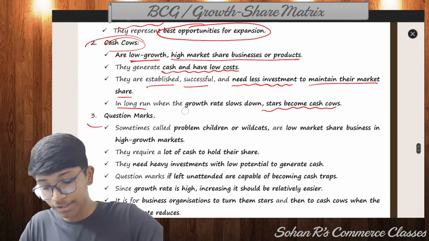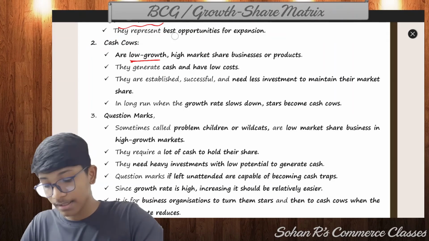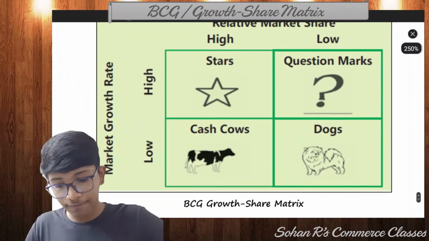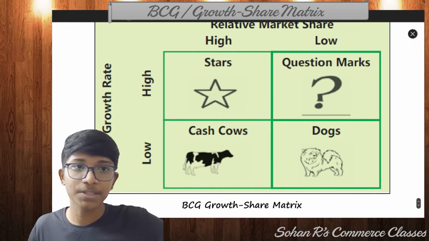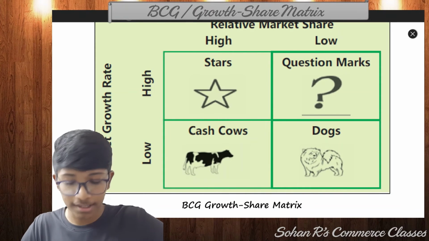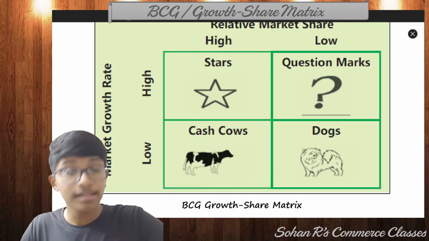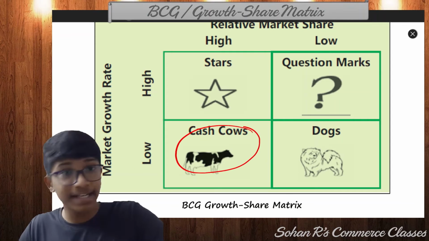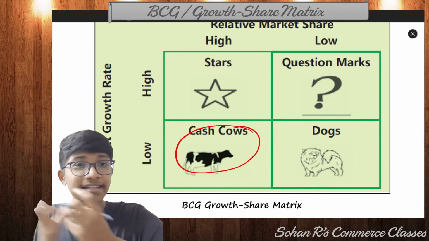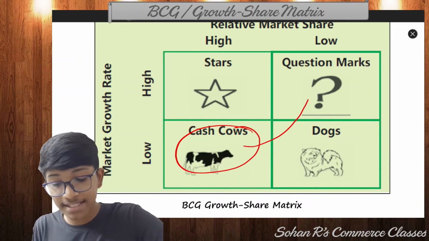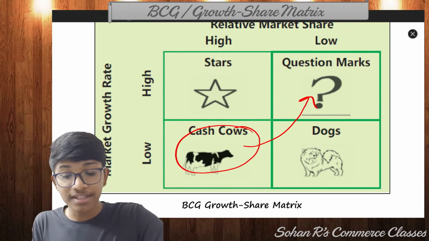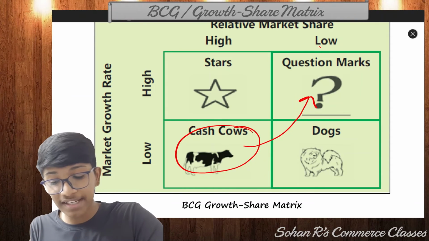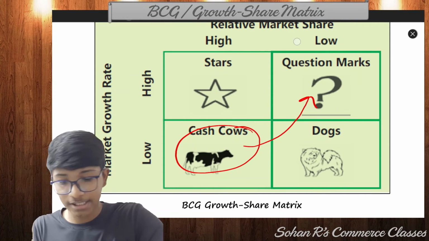So I hope you learned the matrix quite easily. Now, the best strategy for someone, other than stars, obviously stars is the best one. If you do not have a star product, you have a cash cow product. The best investment for you would be to keep on generating cash and collect it from the cash cows and then invest it in your question marks. In that way you'll have a higher market growth rate in question marks, and you can relatively make your market share high as well.